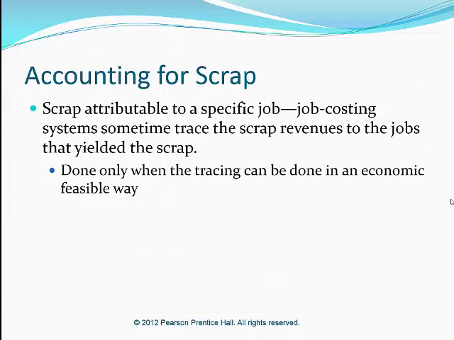If we've got scrap attributable to a specific job and we are somehow going to get some revenues for that scrap, then we can actually include that in our specific job. That's only done when we can actually trace it in some type of economically feasible way. There won't be any cost assigned to the scrap. However, we are able to make some entries on our specific job and show that inventory.